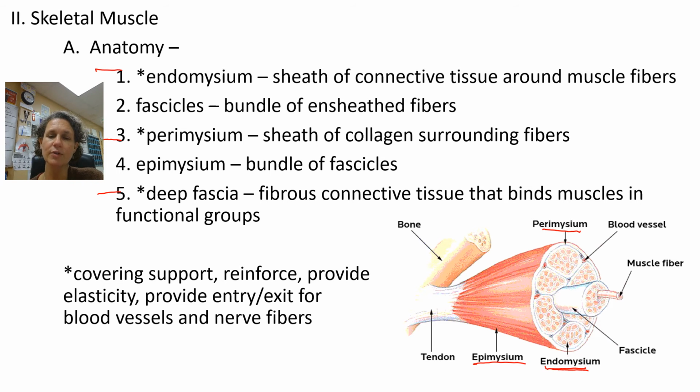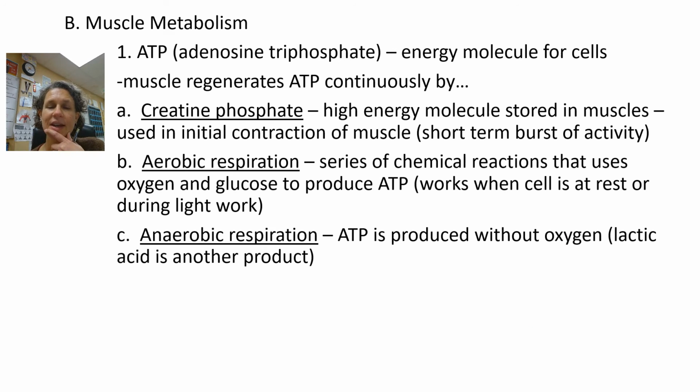And then finally you have what is called the deep fascia, and this is the fibrous connective tissue, and it actually wraps around the whole muscle and makes it one huge group. So those are the different parts. They also, like I said, are stretchy. They are places for blood vessels, nerve fibers, all those different things to get in and out of the muscle cells or muscle tissue. Okay, now muscle metabolism.